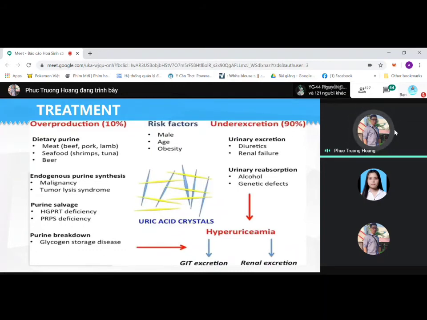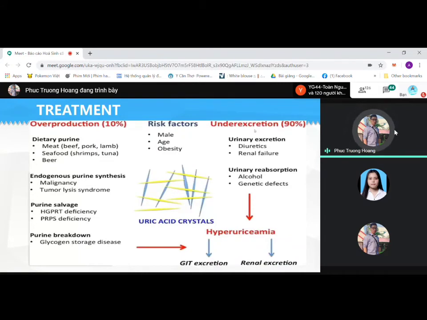Overproduction comes from dietary purine from your food like meat, seafood, or beer. Endogenous purine synthesis, such as malignancy and tumor lysis syndrome, which was mentioned before. Purine salvage, that's HGPRT deficiency. This is an enzyme in the purine salvage pathway, and when it is deficient, it causes hyperuricemia. And the last one is purine degradation, which you can see in glycogen storage disease.